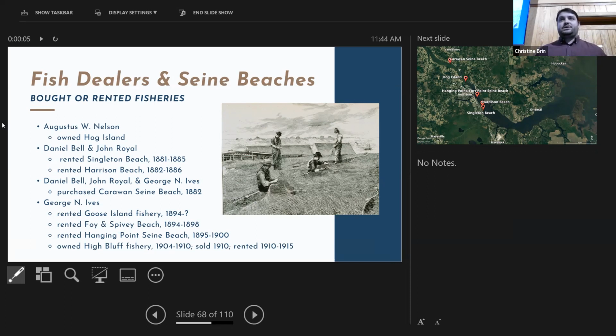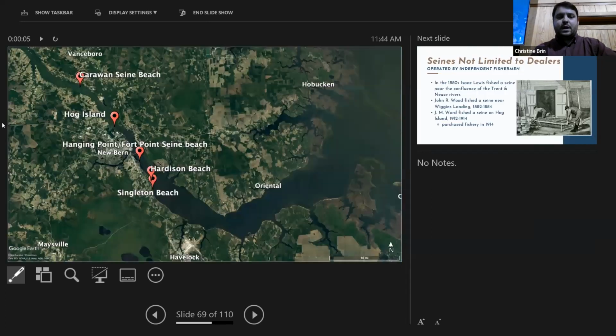So you've got dealers that are actually running large aspects of the commercial fishing industry on the Neuse. And this isn't where all of these fisheries are located, but it's most of them. Some of them, like I said, are kind of hard to pinpoint, but just to give you an idea.